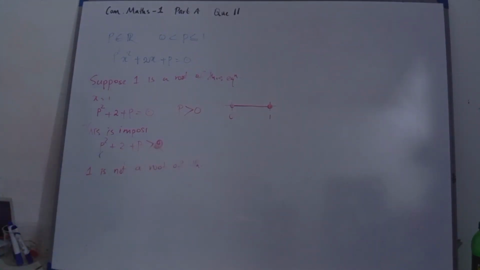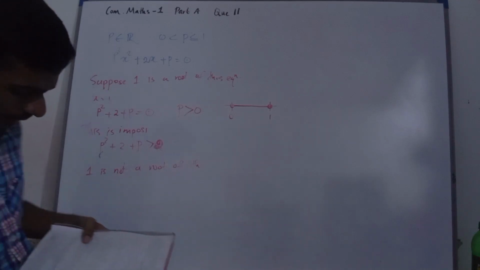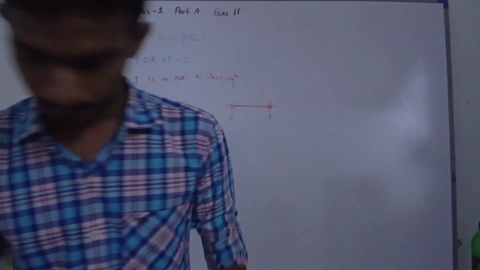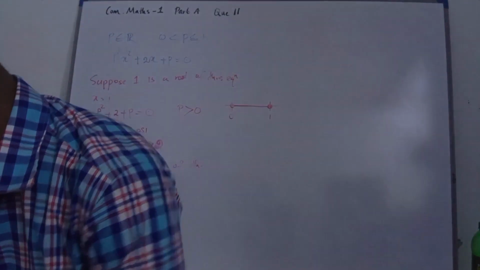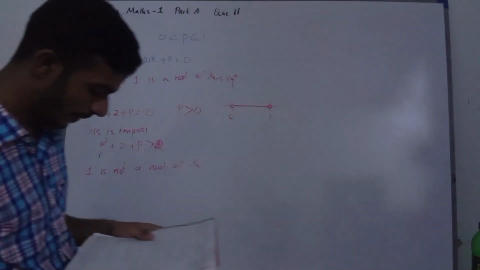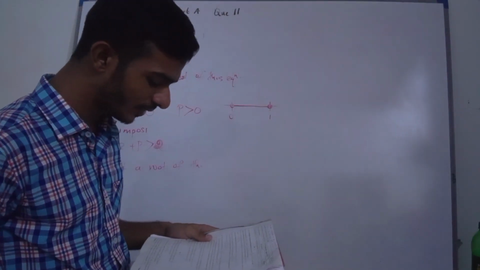Now continuing, they are telling us: let alpha and beta be the roots of this equation.